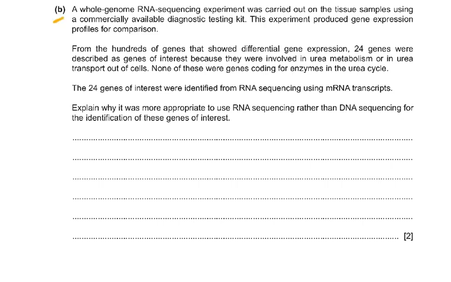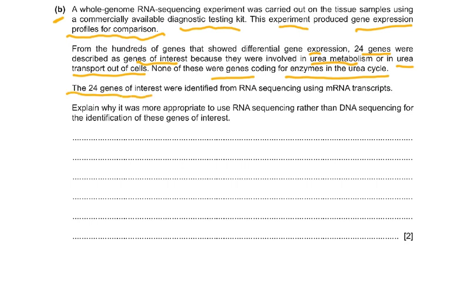Then coming to part B of the question, a whole genome RNA sequencing experiment was carried out on the tissue samples using a commercially available diagnostic testing kit. This experiment produced gene expression profiles for comparison. From the hundreds of genes that showed differential gene expression, 24 genes were described as genes of interest because they were involved in urea metabolism or in urea transport out of cells. None of these were genes coding for enzymes in the urea cycle. The 24 genes of interest were identified from RNA sequences using mRNA transcripts.